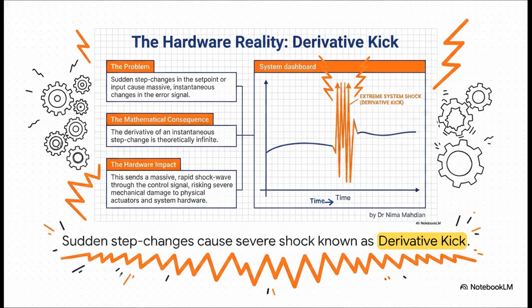The real-world hardware impact of this is profound. It sends a massive, rapid shockwave through the control signal, causing extreme system shock and risking severe mechanical damage to physical actuators and system hardware. No one wants that on their factory floor.